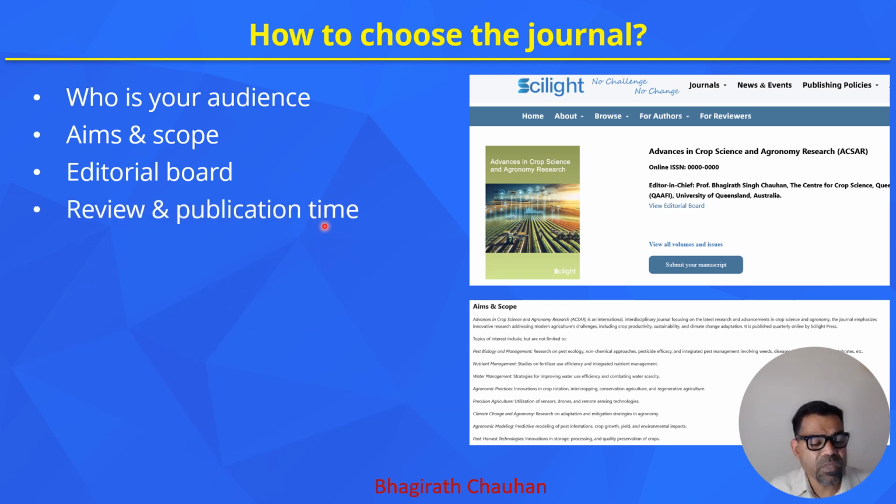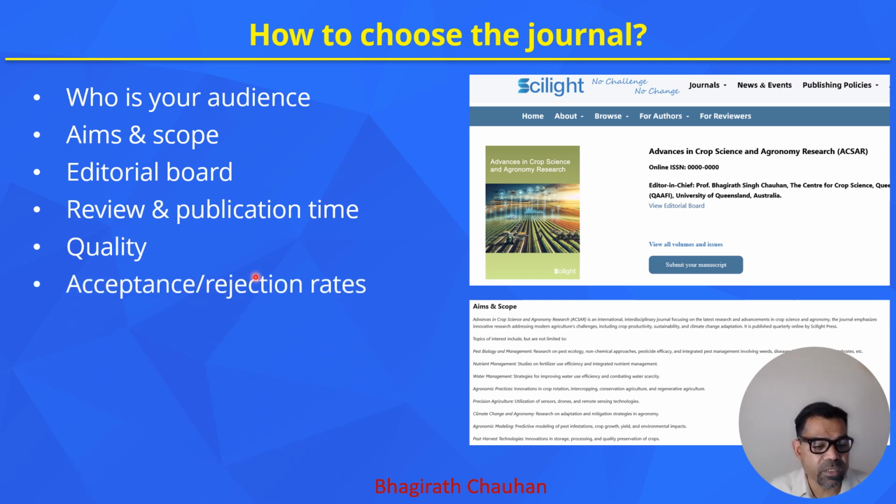Also, some people are always in a hurry and they see what the publication time is, whether a journal publishes in 2 weeks, 2 months, or takes 6 months. So they also see what their review time, publication time, all those things are. Also, quality is very important, whether a journal publishes good quality papers or just poor quality. So you can see that one also, and then you choose a journal.